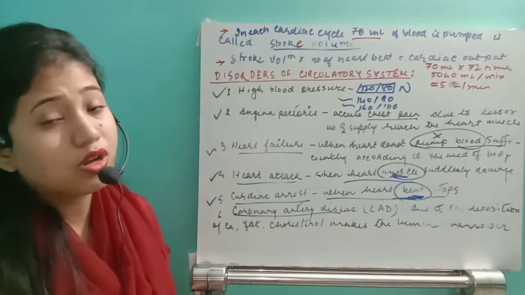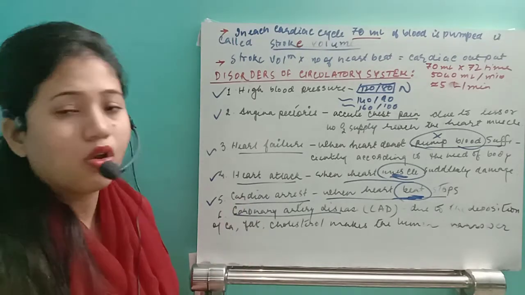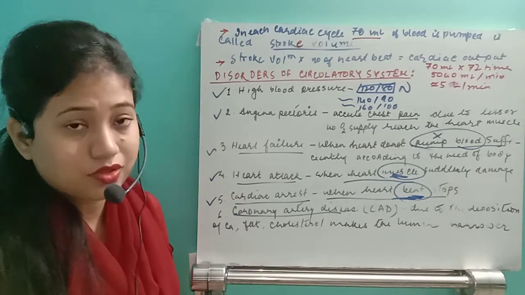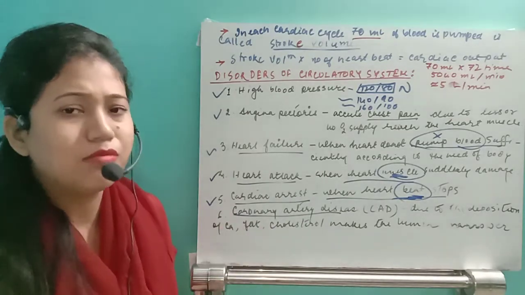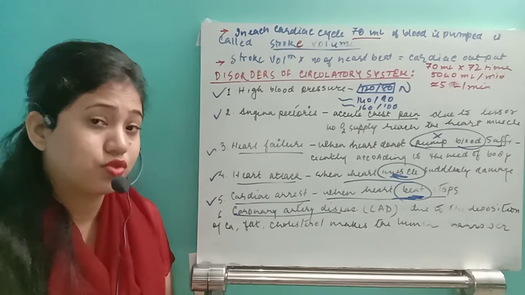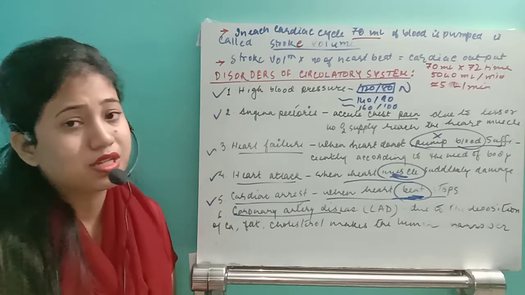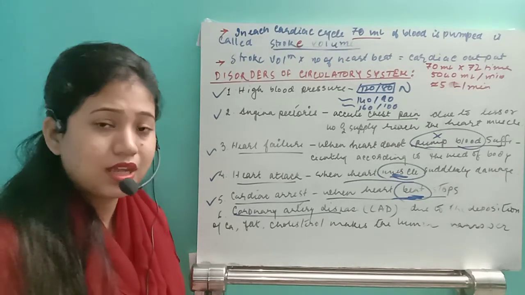And due to coronary artery disease, you can have any of the conditions like heart failure, heart attack, or cardiac arrest. So this can happen, but coronary artery disease, CAD, is a normal condition. We used to say that we have cholesterol deposition, where the cholesterol starts to deposit inside the blood vessel. That makes the size of the lumen decrease, and that's why CAD occurs.